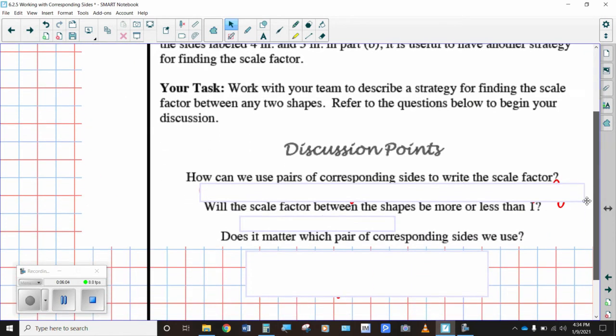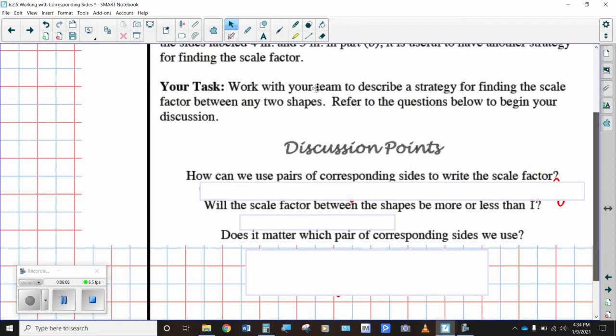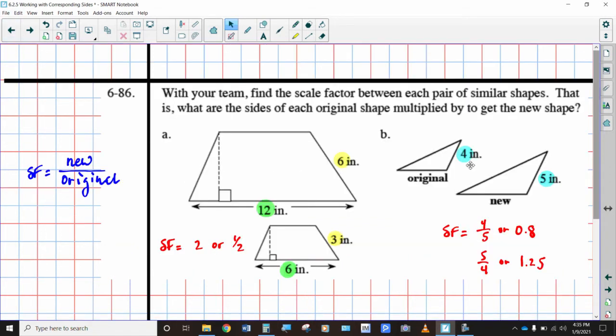So there are some discussion points, and normally I would have you in your groups have conversations and answer each one of those questions, and then we would share out in class. We don't have that situation right now, so let's just read through the questions and think about the answer to them. And I think I've already talked about a lot of this anyway. So how can we use pairs of corresponding sides to write the scale factor? Okay, so that's kind of what we did here, right? We took the corresponding sides to write the scale factor.